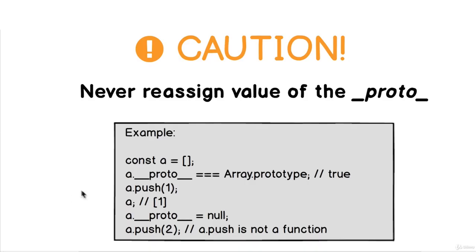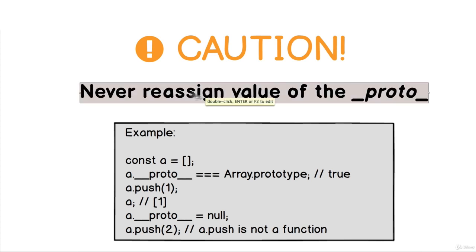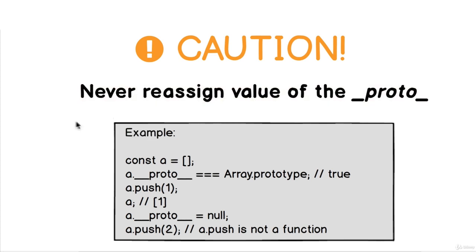Okay, the conclusion is the following. Please never reassign the value of the prototype of any object in JavaScript. This may lead to unexpected behavior, because this will break the prototype chain. If you want to reassign the prototype of any object, there are other ways to do that. For example, you can use Object.create for that, and we will talk about this function later on.